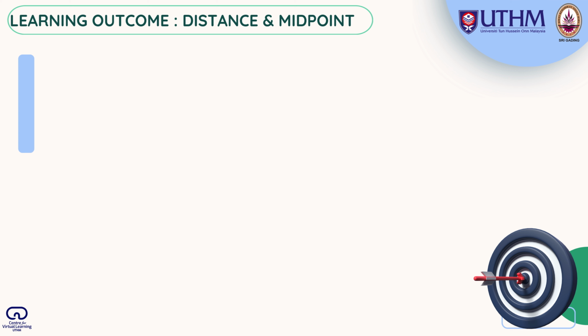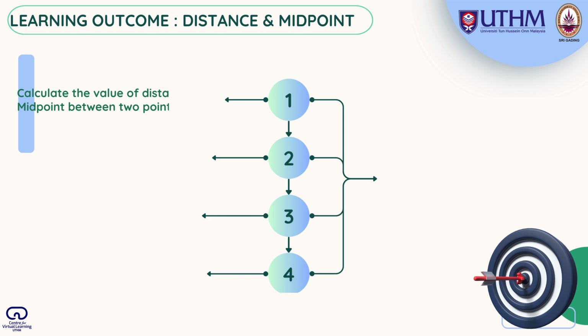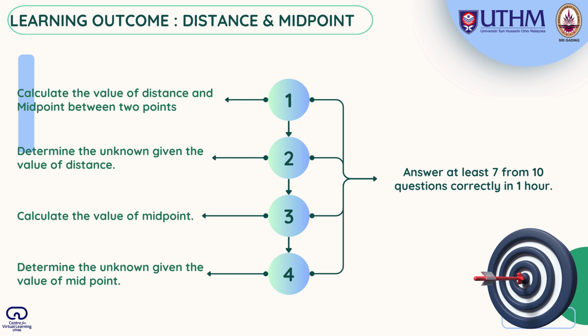Let's begin with subtopic 1.1, Cartesian coordinate and distance formula. We have 5 learning outcomes for this topic. By the end of the lesson, you should be able to: 1. Calculate the distance and midpoint between 2 points. 2. Determine the unknown value when the distance is given. 3. Calculate the value of midpoint using the correct formula. 4. Determine the unknown when the midpoint is given. And finally, answer at least 7 out of 10 questions correctly within 1 hour.